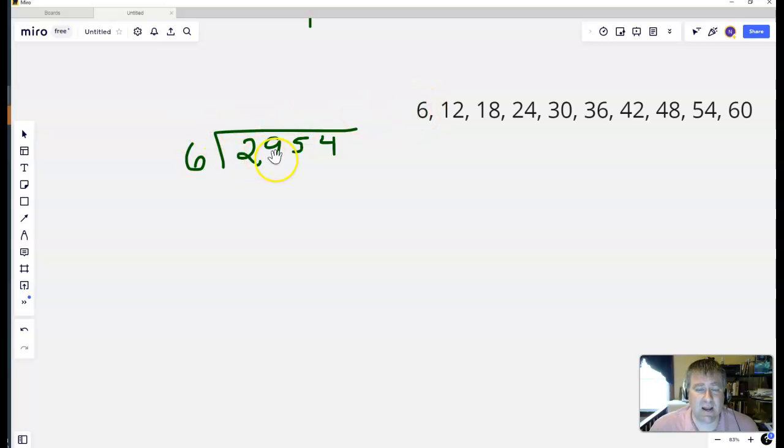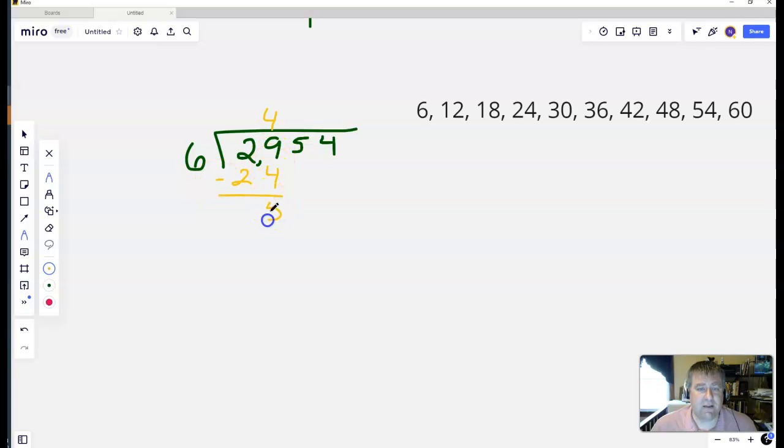I'm going to move on to the 29. How many times will 6 go into 29? 6 will go into 29. 1, 2, 3, 4. Whoops, that's too big. 4 times. So I put my 4 over top of here, and that got me to 24. Now, this is where something interesting is going to happen. I am not going to put my zeros here. I'm just going to subtract this.